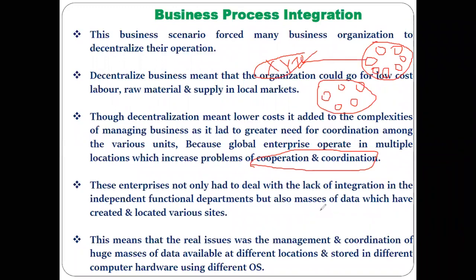Integration of business processes or integration of different business units is nothing but what? Linking all these business units together. Understood. Yes, sir. Together. Now, how does this become possible? What do we have to do? We have to do the integration of different functional departments, as well as the integration of different business units. Now, how can it be done?